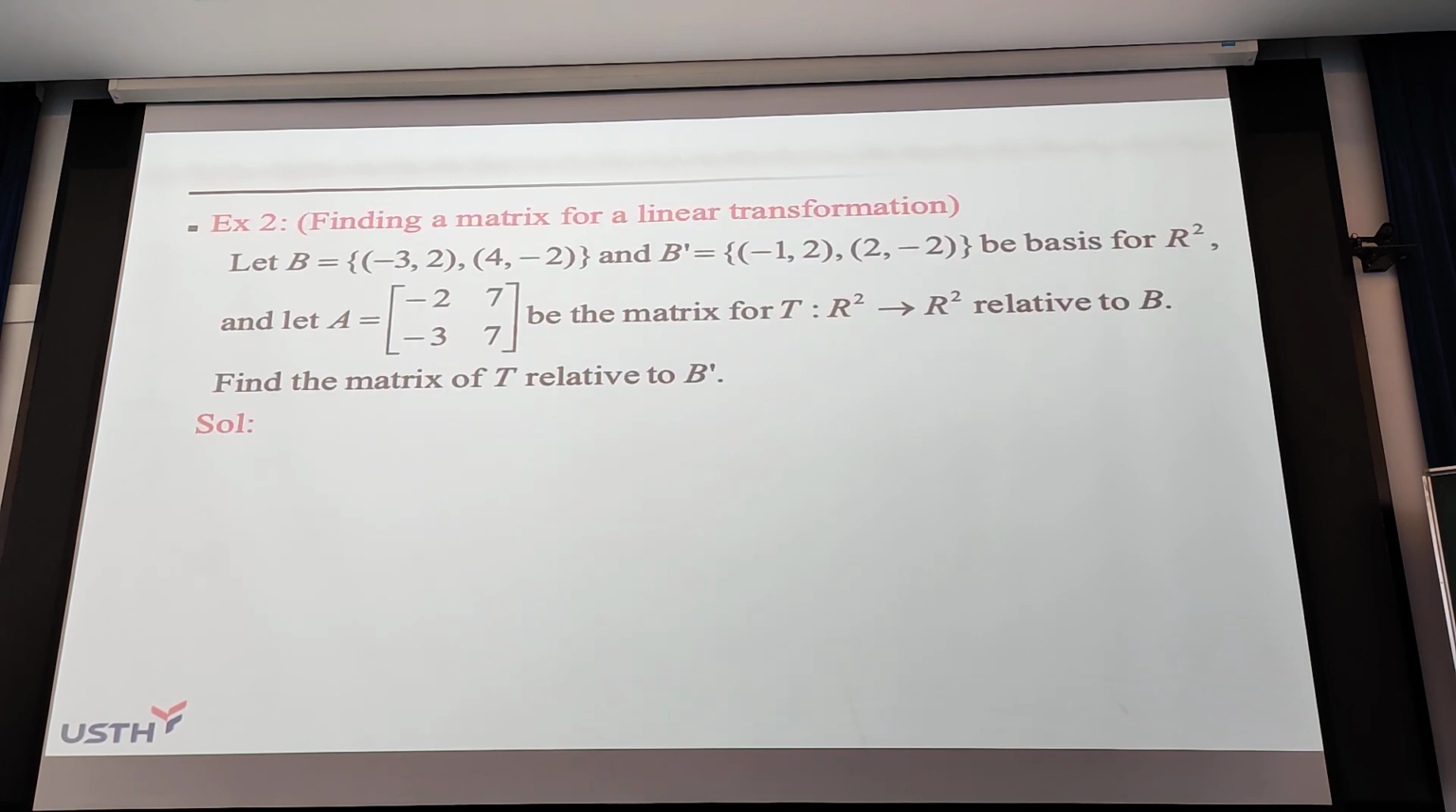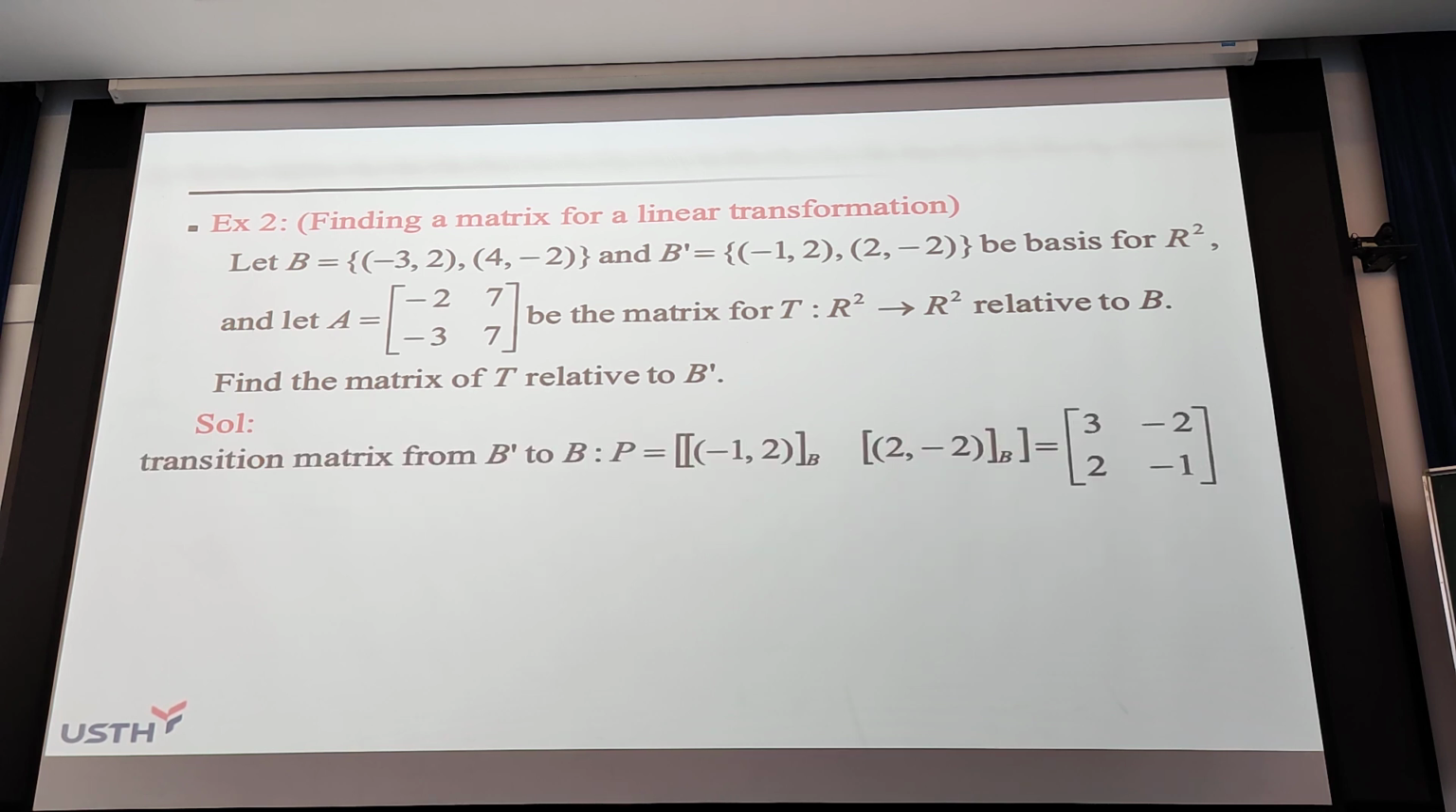The next example for you is, suppose that you are given the basis B like that and B prime like that. There are two different bases for R2. And suppose that we know already A to be the matrix for T relative to the first basis B. And you are required to find the matrix of T, but now relative to the second basis B prime. Now here, none of them are standard bases. Then obviously the best way is, you need to find the transition matrix. That is very easy in case of small dimension like that.